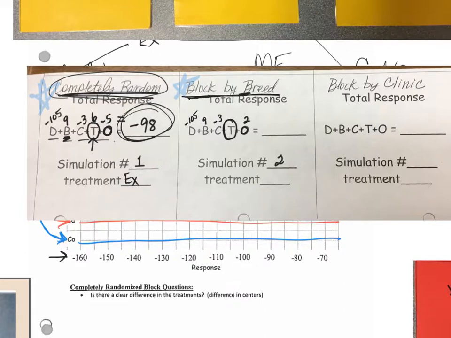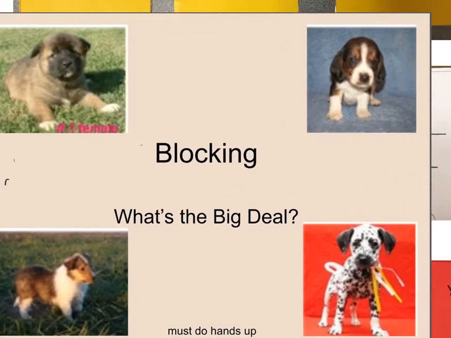But here's how we are going to block by breed. There are 4 breeds in this experiment: the Akitas, the Beagles, the Collies, and the Dalmatians. What I do with all of the students in the class is I say, okay, if you have a dog that's an Akita, come up and group yourself right here in this area. If you have a dog that's a Beagle, come up here and group yourself in this area. So I group homogeneous groups by breed: all the Akitas together, all Beagles, all Collies, and all Dalmatians.